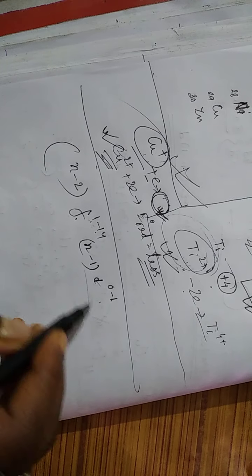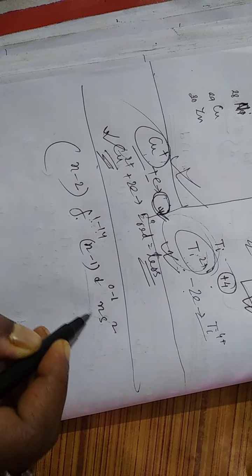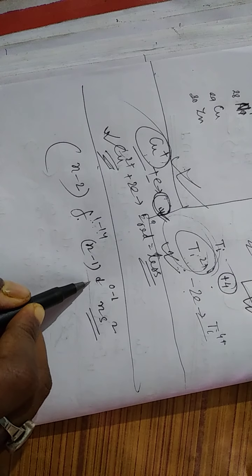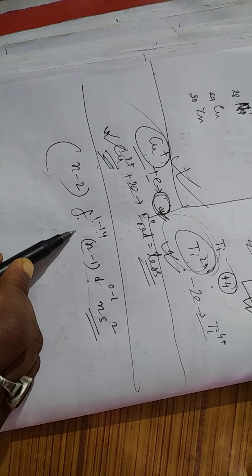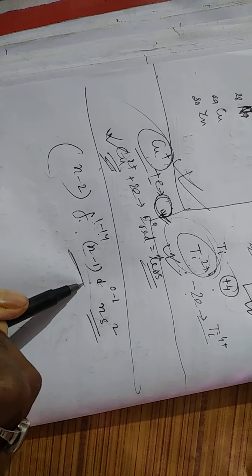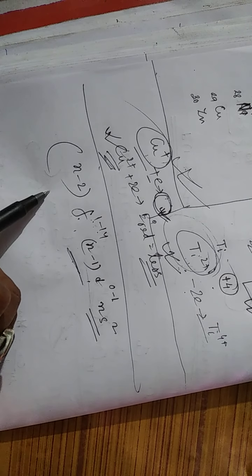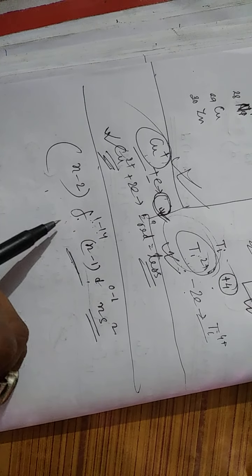This is the F block elements general configuration. Firstly, the ns will be filled up by 2 electrons, then 1 electron will come into the d, and after that the f electrons start filling. But the thing is, the d orbital is in the penultimate shell, and before the penultimate shell, the n minus 2 shell, the f orbital will be filled up.